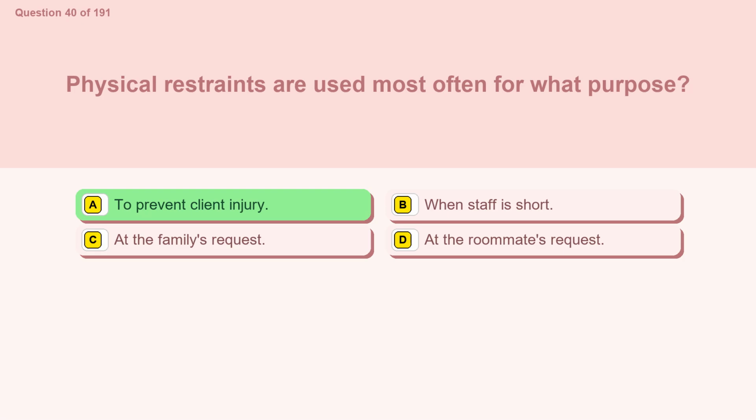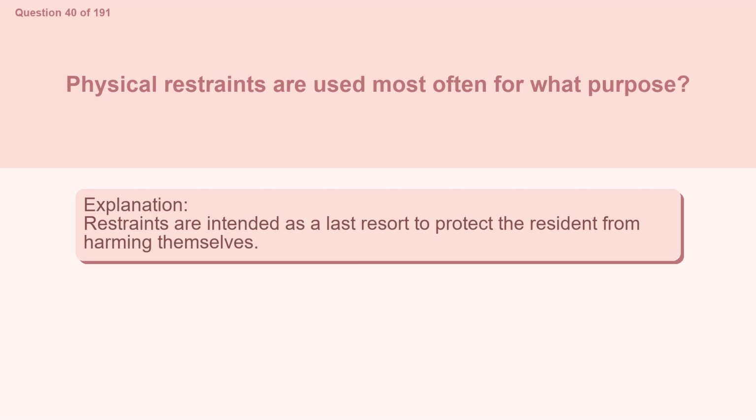The correct answer is option A. To prevent client injury. Restraints are intended as a last resort to protect the resident from harming themselves.